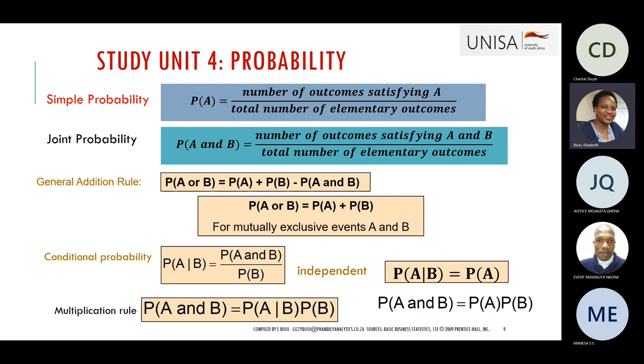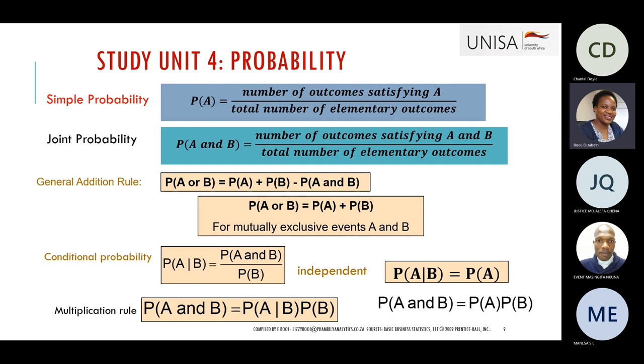The joint probabilities, if they didn't tell you anything about independence and so on, you need to always remember that joint events of probabilities are number satisfying that joint event divided by the sample space.